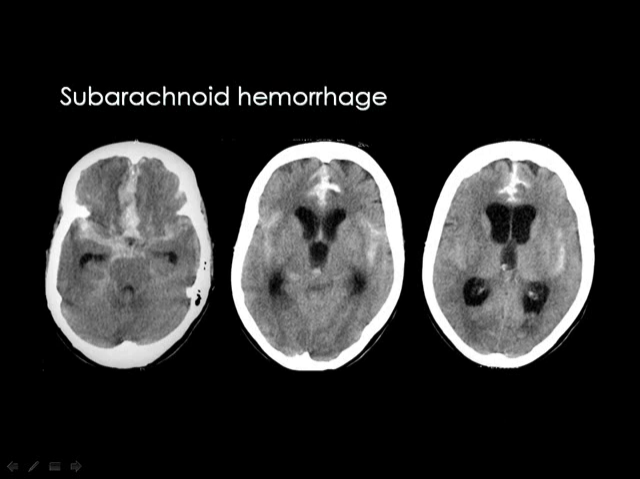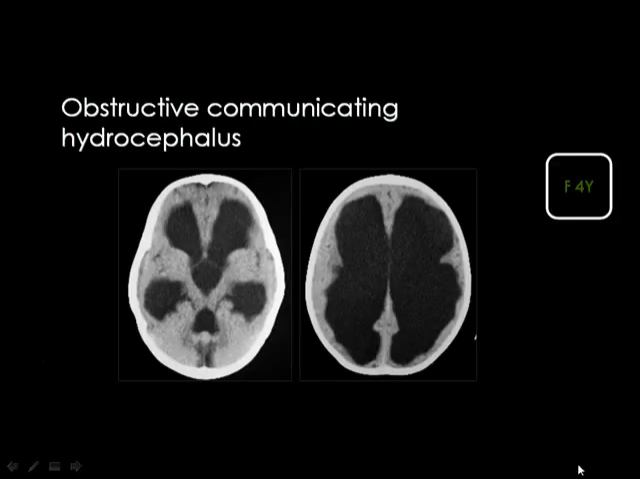A case of subarachnoid hemorrhage, and you can see dilated ventricles, and you can see a sedimentation level in the occipital horns of the lateral ventricles. Then in this case, you can see dilatation of the lateral ventricles, ballooning of the third ventricle, but the fourth ventricle is not ballooned. What do we mean by ballooning of the fourth ventricle?